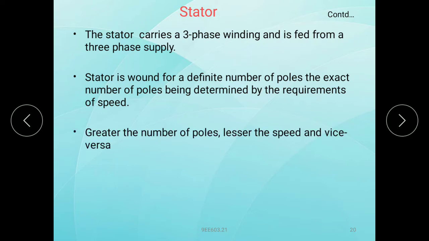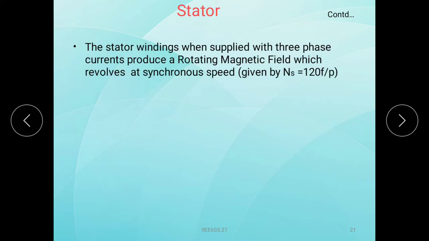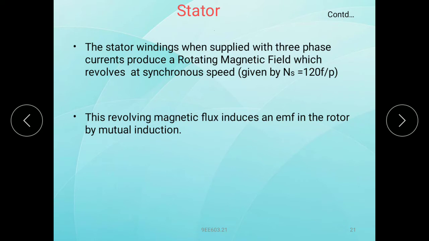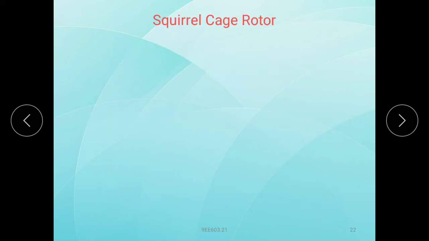speed. Greater the number of poles, lesser the speed, and vice versa. Now, the stator windings, when supplied with a three-phase current, produce a rotating magnetic field which revolves at a synchronous speed. Ns is equal to 120 f by P. This revolving magnetic flux induces an EMF in the rotor by mutual induction.